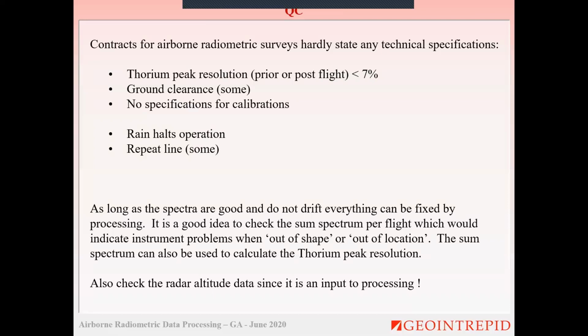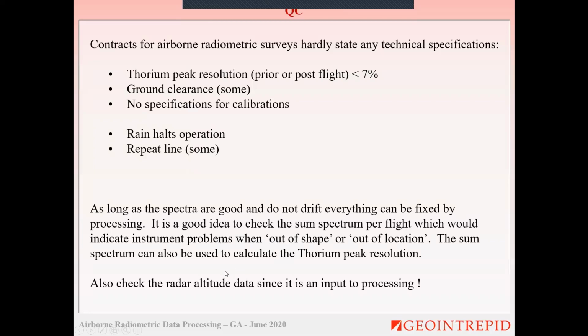The sum spectrum can also be used to calculate the thorium peak resolution. You don't need the thorium peak specifications that you have to do prior or post flight. What people do is hold certain welding rods that contain thorium close to the crystals and record for, I don't know, 5 minutes, then calculate the thorium peak resolution out of that. But you can do it on the sum spectrum as well.